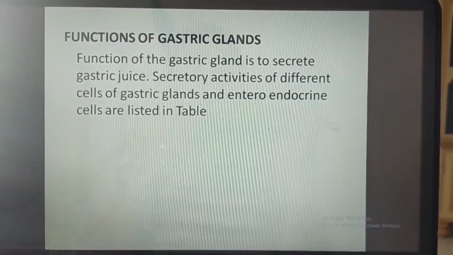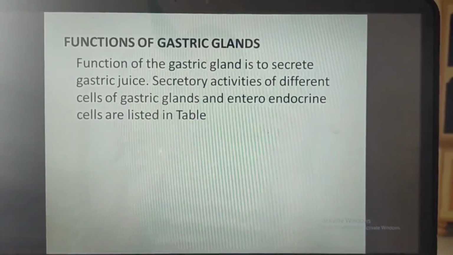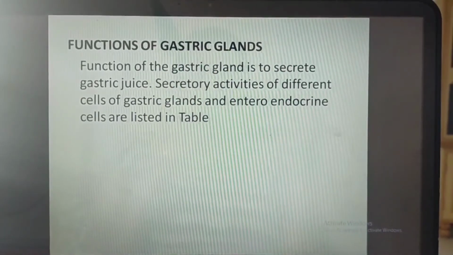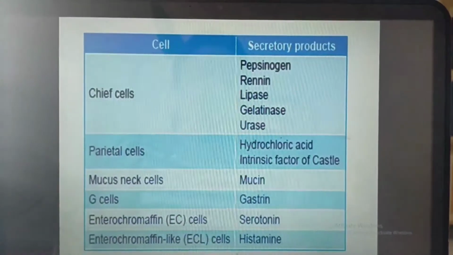Functions of the gastric gland. Functions of the gastric gland is to secrete gastric juice. Secretory activities of different cells of gastric glands and enteroendocrine cells are listed. Okay, we'll see the table first.